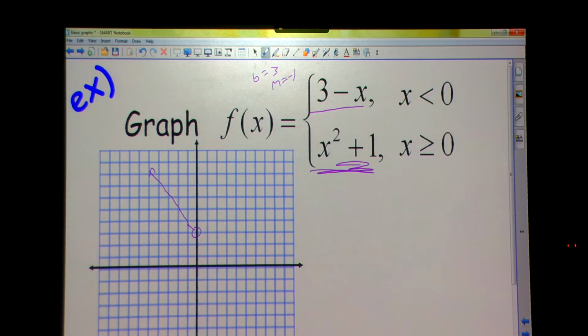This is a parabola shifted up 1, so we know it looks like this. Let's pick some points to be accurate. So at 0, you know you're at 1, and that is filled in. At 1, you know you're up at 2. At 2, you know you're up at 5. And then at 3, you're up at 10. So the second half is going to look like that. Because you only want x bigger than 0, so don't draw the other half of the parabola.